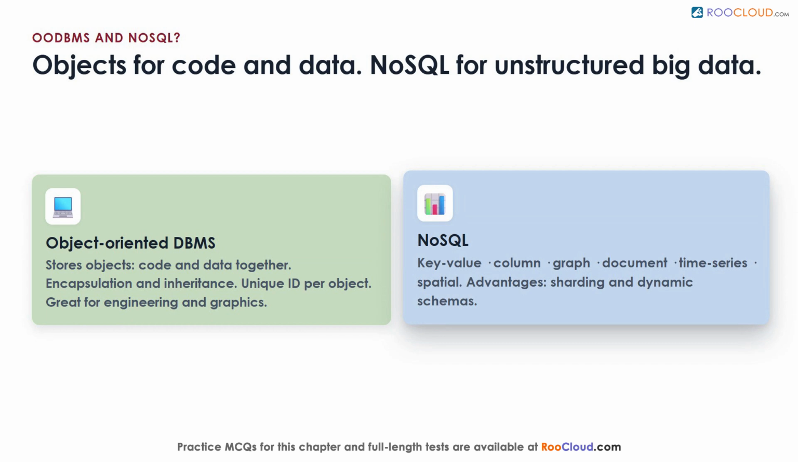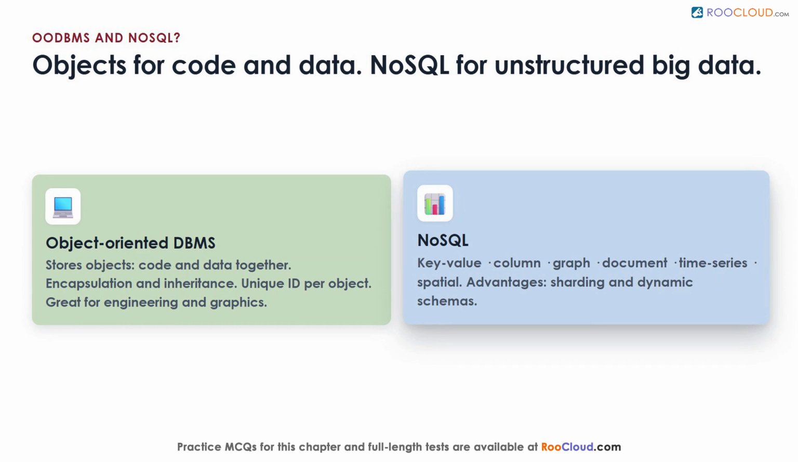Then there is the not only structured query language family. It rose to handle the flood of big data on the internet. Much of that data is unstructured, like video, posts, and logs. Those records will not break neatly into relational components. This family comes in several models.